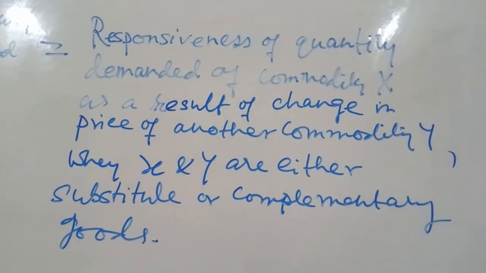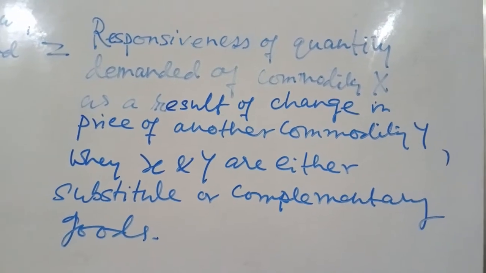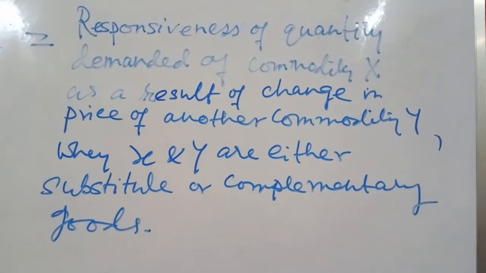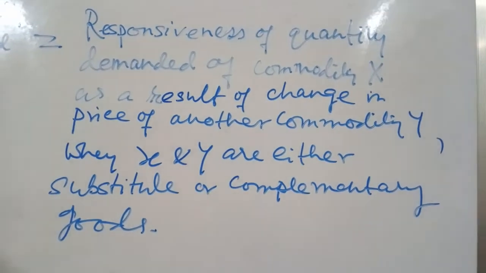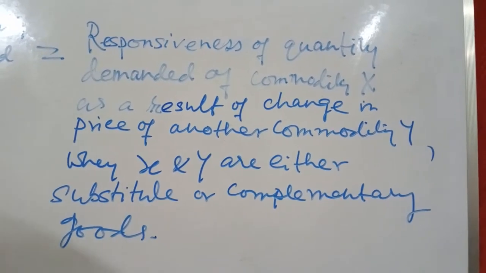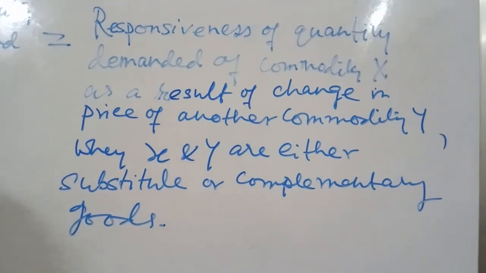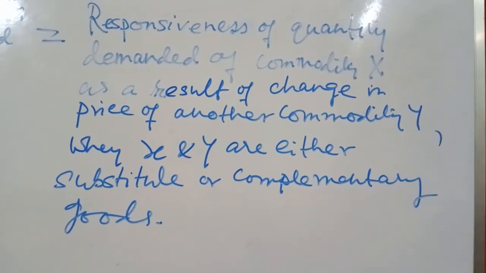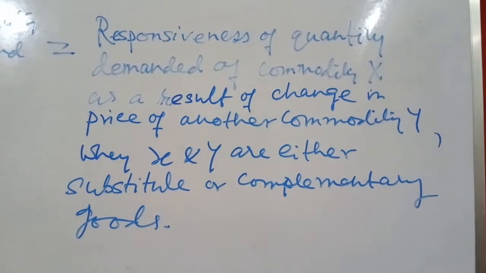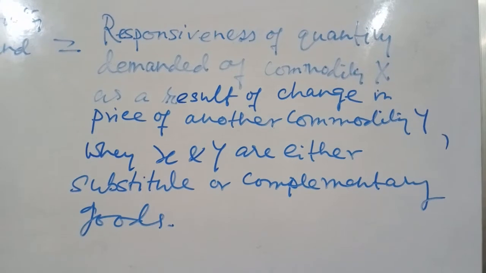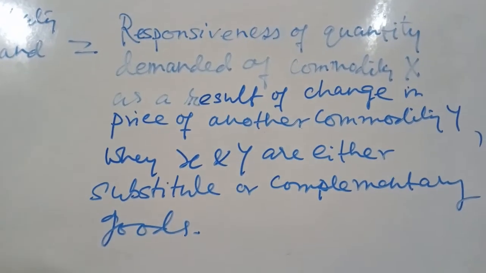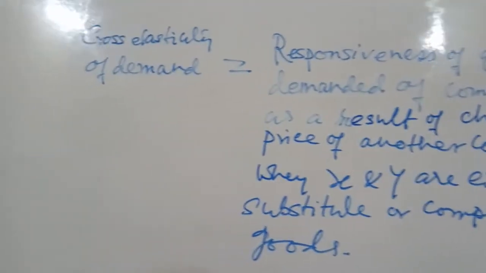Now let us understand how the quantity demanded of one commodity is related to price of another commodity when the commodities are either substitute or complementary. In case of substitute commodities, that is, say for example tea and coffee, if price of coffee increases, then quantity demanded of tea will also rise.